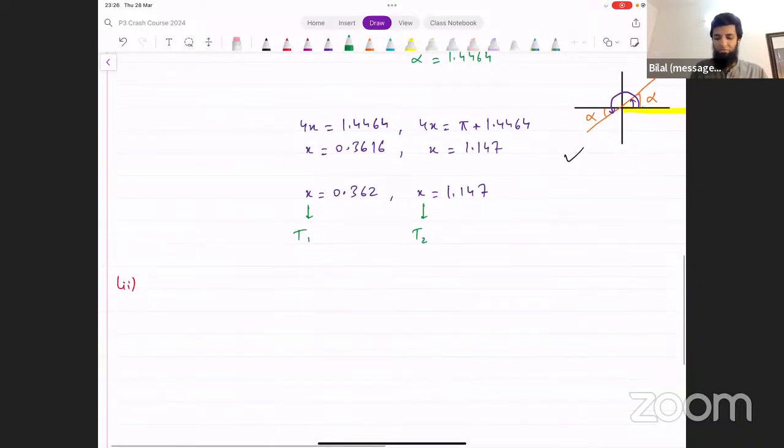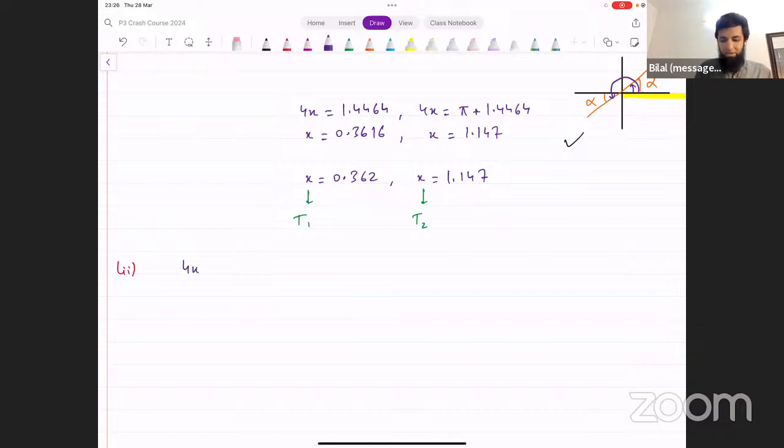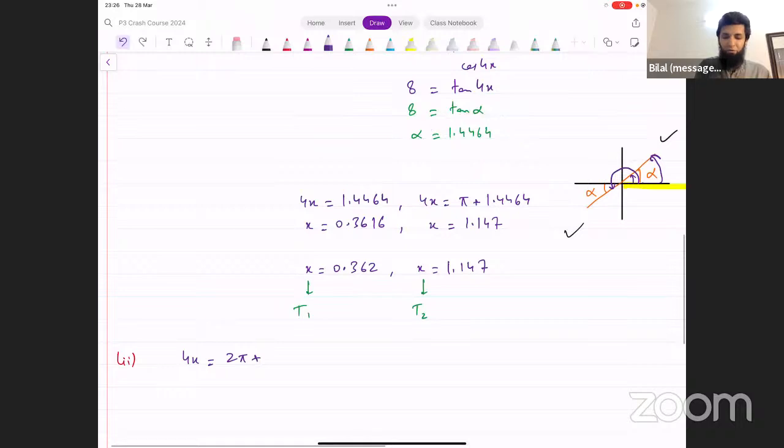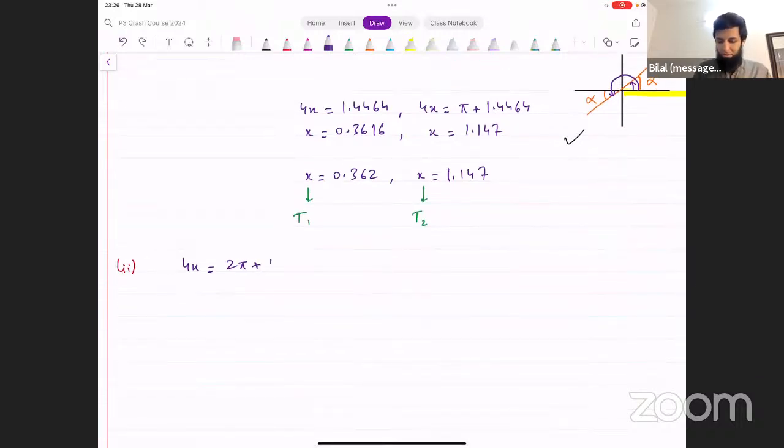How do you find T3? T3 would be one full circle. How much is that? 2 pi. And then add to that the basic angle. What's the basic angle? The basic angle is this, which is 1.4464. This is going to give us T3. Let's find that out. 2 pi plus 1.4464, divided by 4, and that's giving me 1.932.